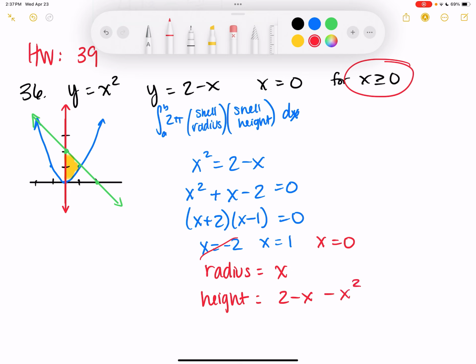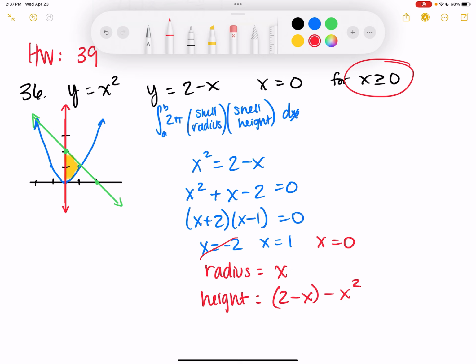Now sometimes people will put the parentheses around that just to show that that was all one piece, but ultimately it doesn't really matter. Why is that the height? It's the top one minus the bottom one. So 2 minus x is the green line, and that's why you have to graph it. The x minus 0 is setting the parameter for us, because I'm going to be integrating from 0 to 1.